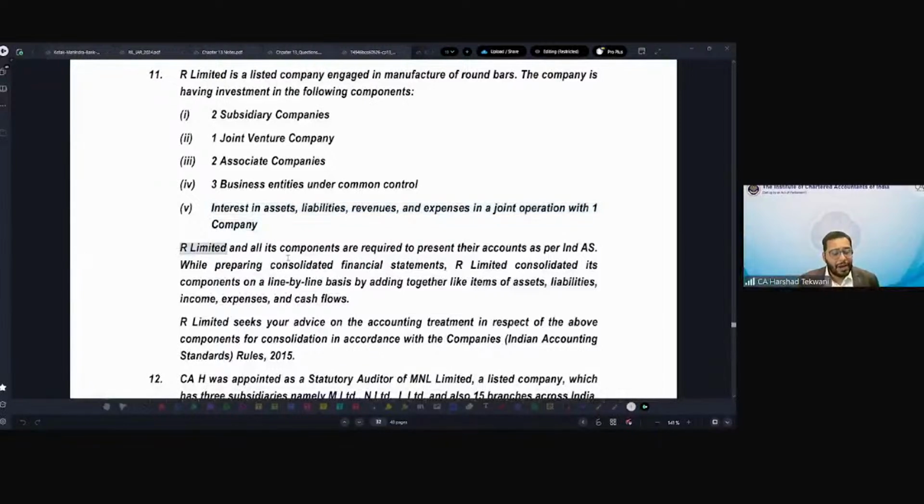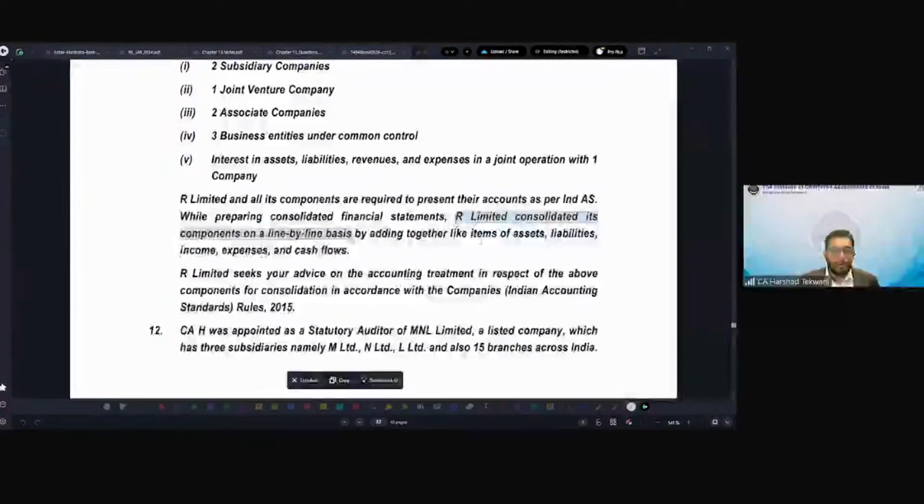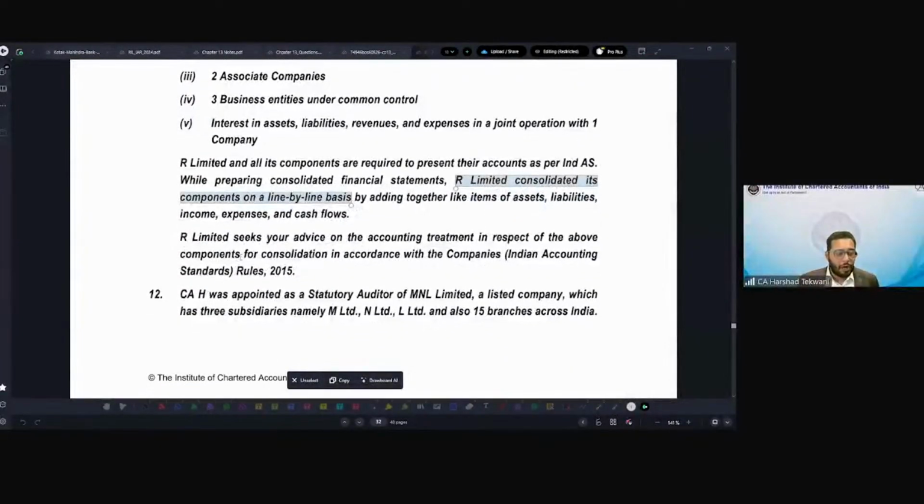R Limited and all its components are required to present their accounts as per the NBS. While preparing the consolidated financial statement, R Limited consolidates its components on a line-by-line basis by adding together like items of assets, liabilities, incomes, expenses, and cash flows. R Limited seeks your advice on the accounting treatment in respect of the above components for the consolidation in accordance with the Companies (Indian Accounting Standards) Rules 2015.